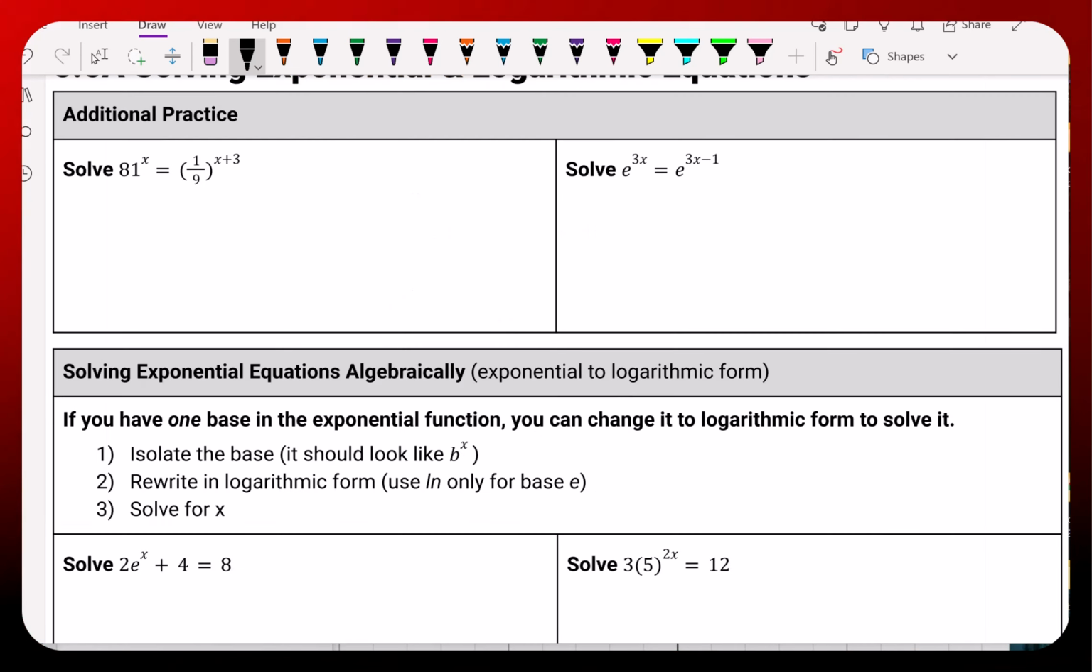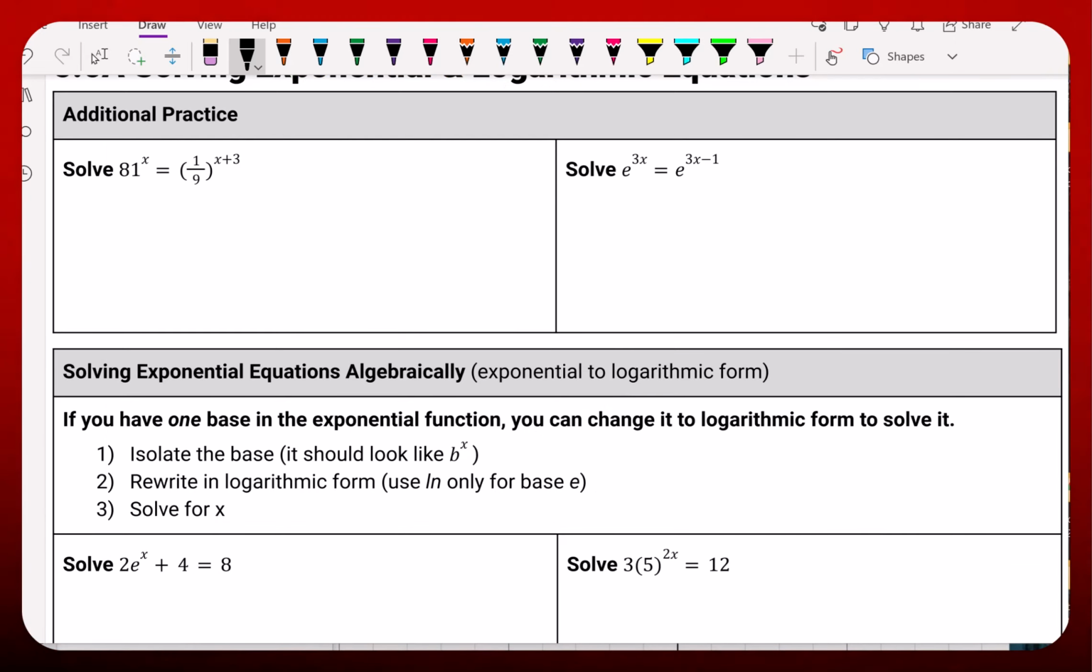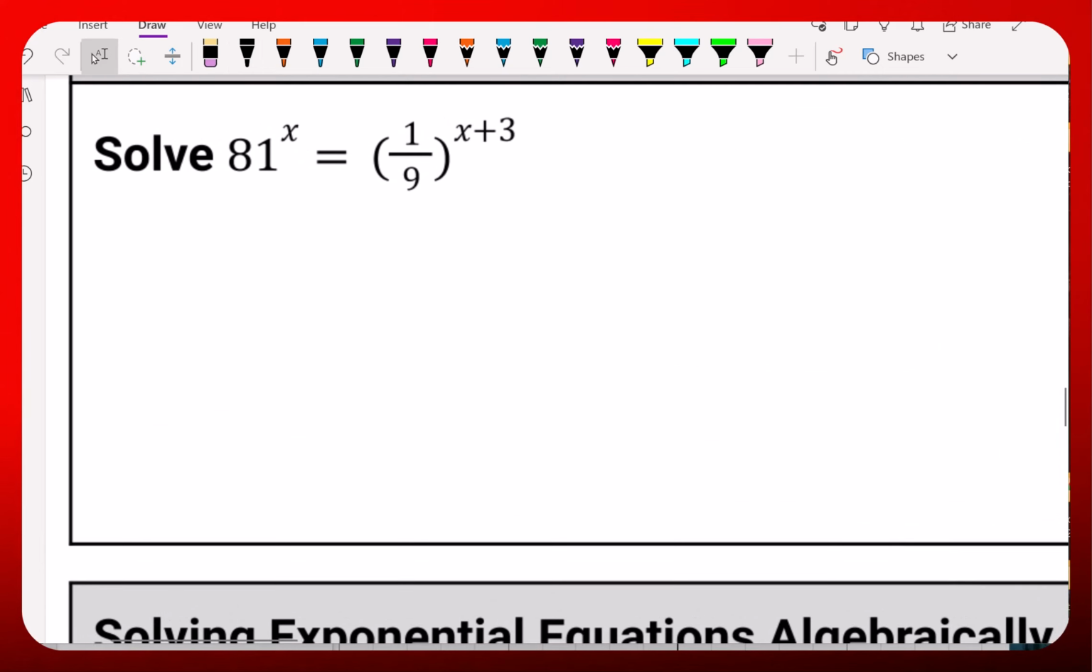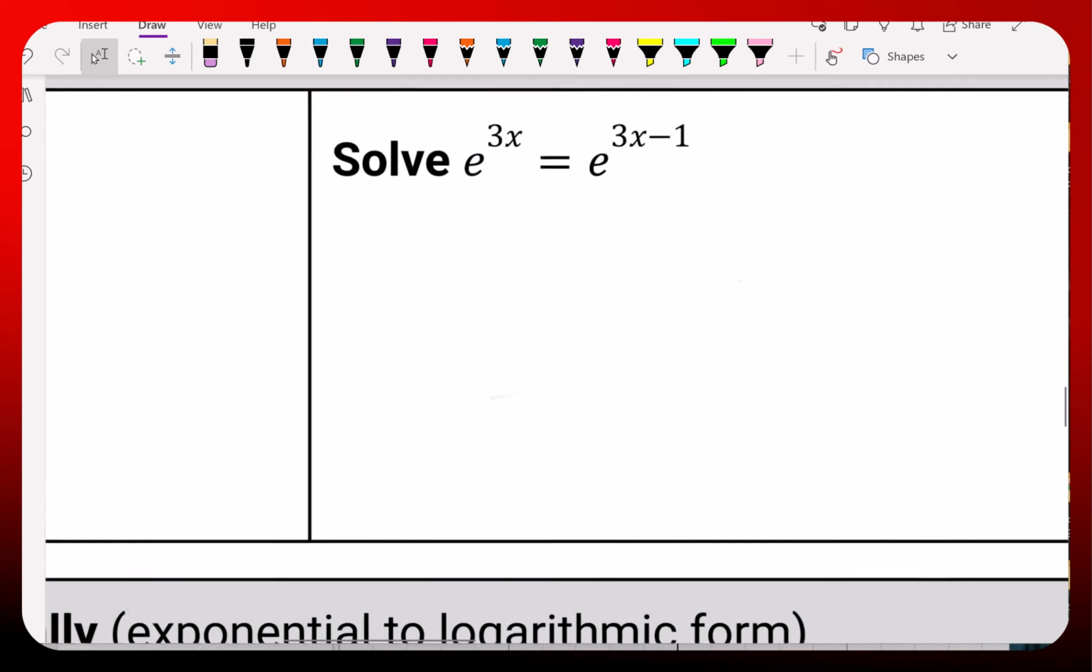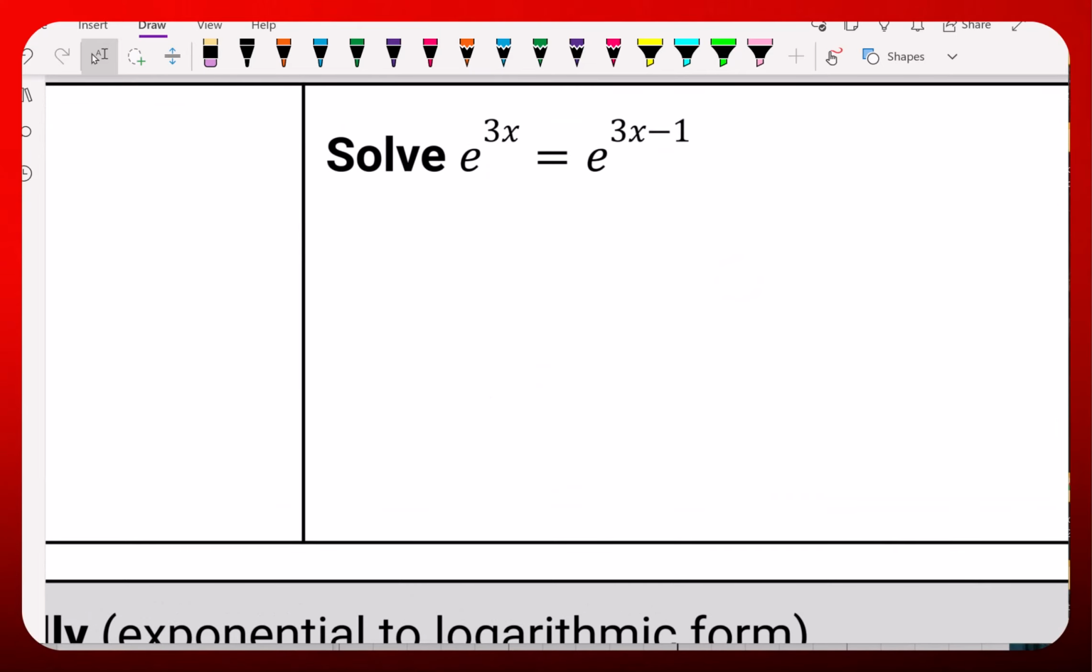All right, let's flip it over on the back. I've got a couple of equations for you to solve on your own. I will give you a hint on this one. Looks like you're going to need to write it as base 9. It's possible for you to use base 3, but it's easier to use base 9. And on the second one, you don't have to change that base. It's already ready for you to drop the base. So stop the video, try both of them out, and see how you do.